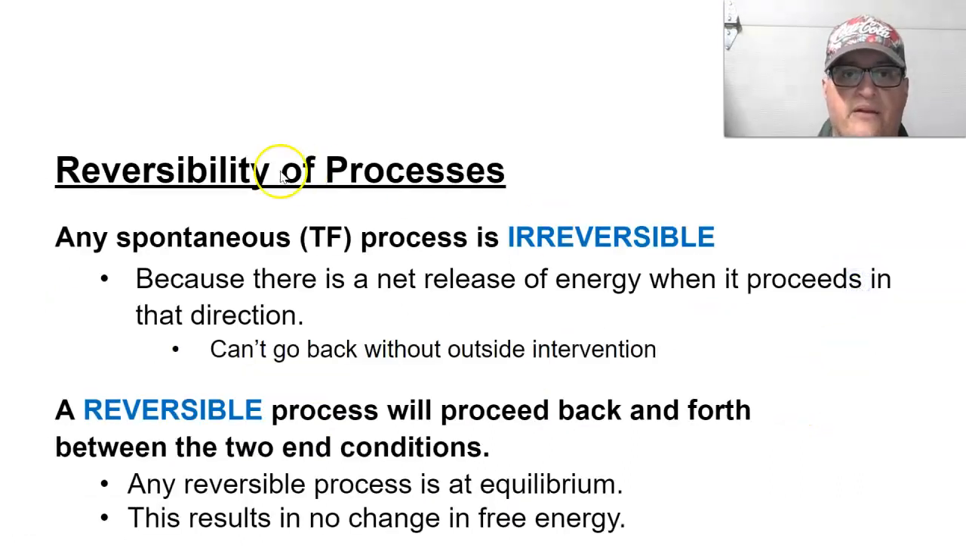Totally different. Now, reversibility. Anything that happens spontaneously, meaning thermodynamically favorable, is irreversible. There's a net release of energy to the surroundings, so it can't go back without outside intervention. So it can't go back unless you added electricity, added heat, all that kind of stuff to make it go backwards. Something that's reversible, like equilibrium, there is no net change in free energy. So because there's no net change, then it's going to be a reversible process.